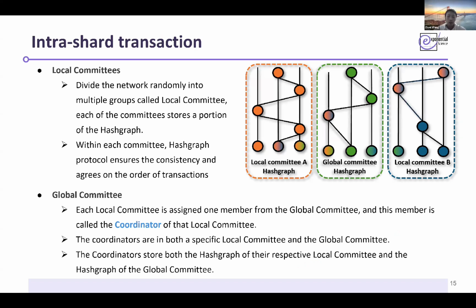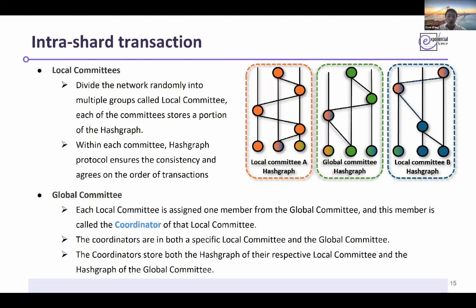Network nodes are randomly assigned to different local committees. And within each local committee, one member is randomly selected to be a coordinator. All the coordinators from different local committees form the global committee. Therefore, the coordinators are members of both a specific local committee and the global committee.